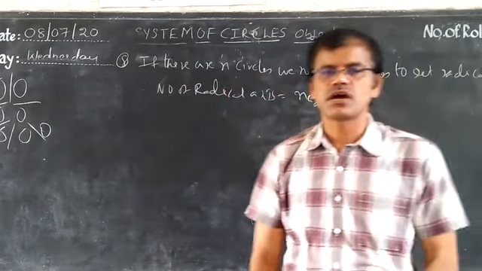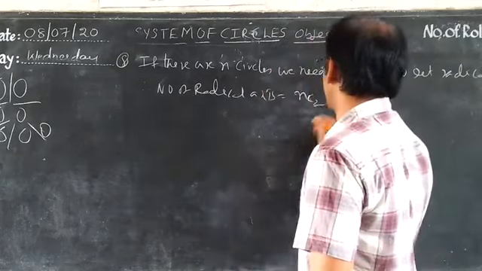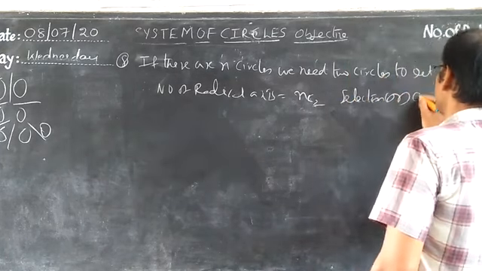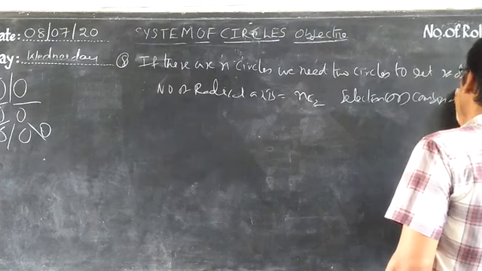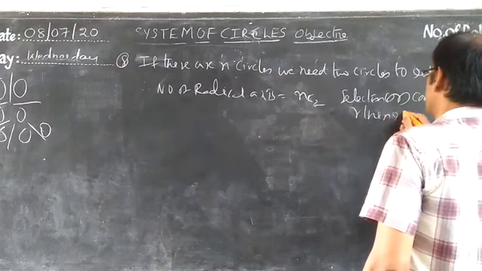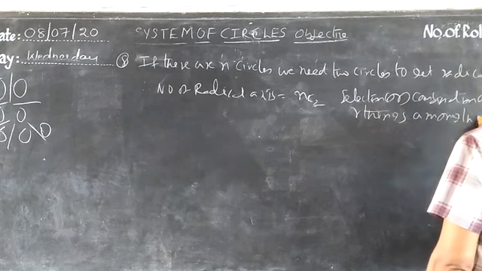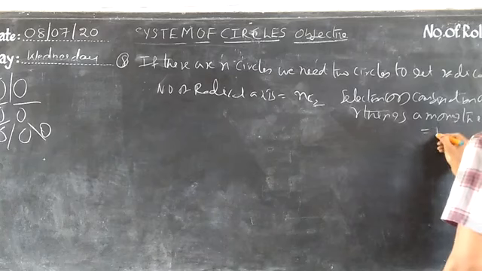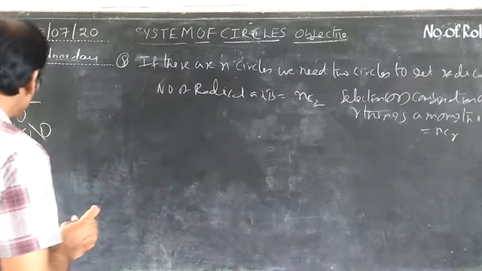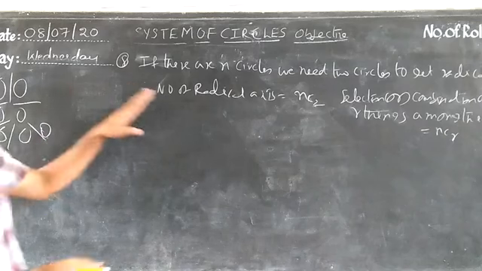If there are n circles, selecting r things from n things is the formula nCr, selection or combination. So for a radical axis to exist, we need two circles. If n circles are given, the formula is nC2.